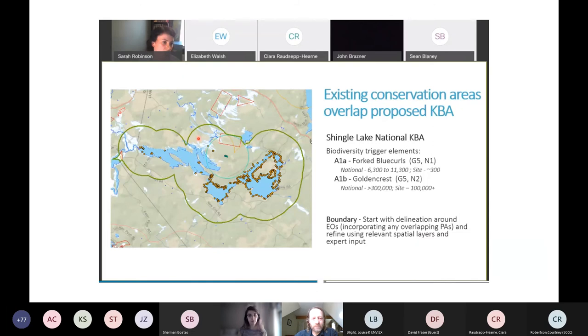you know, you're looking at the distributions of various species and wondering, okay, how far out do we go from these occurrences, and what do we create as ecologically relevant boundaries? So some of these were more difficult to go through than others.